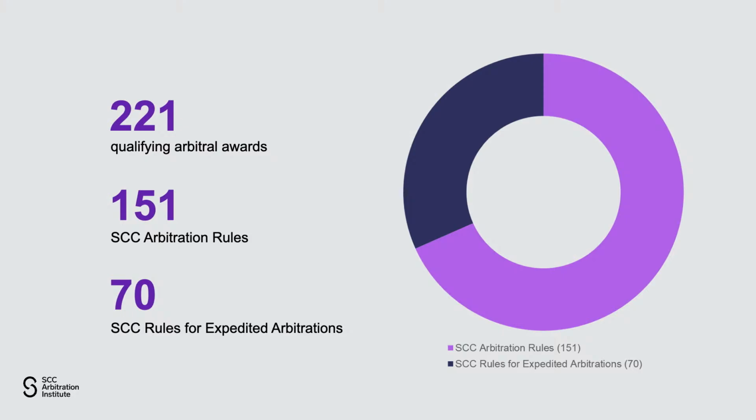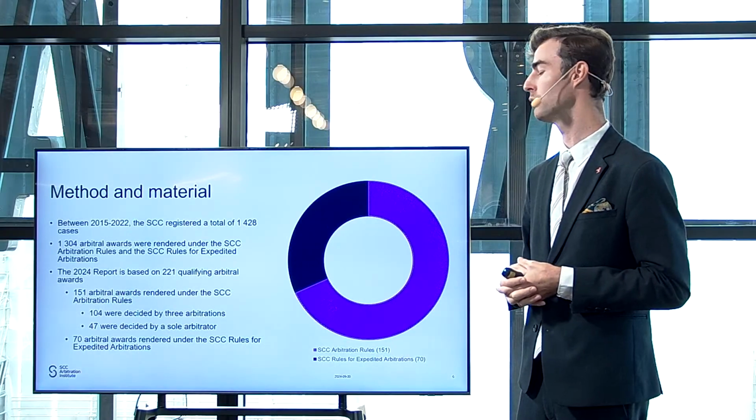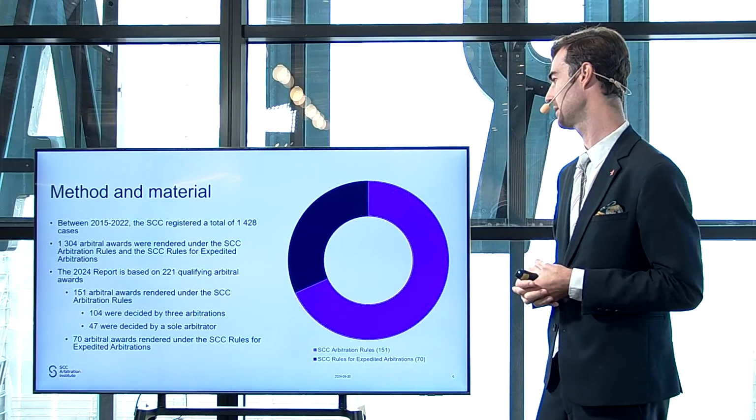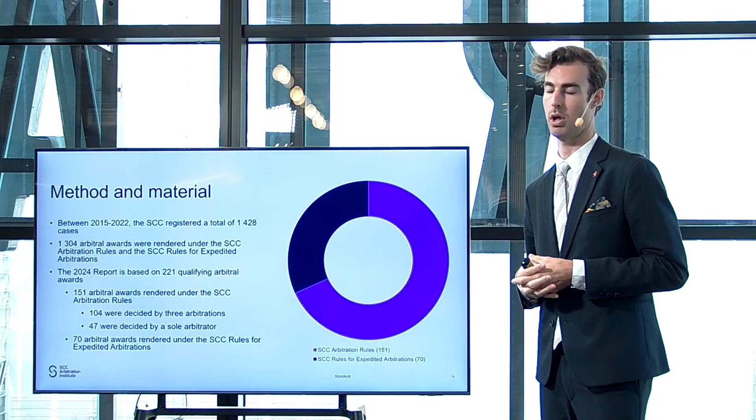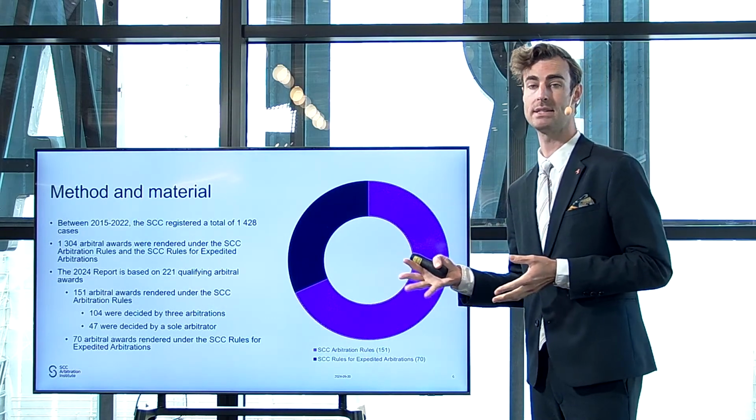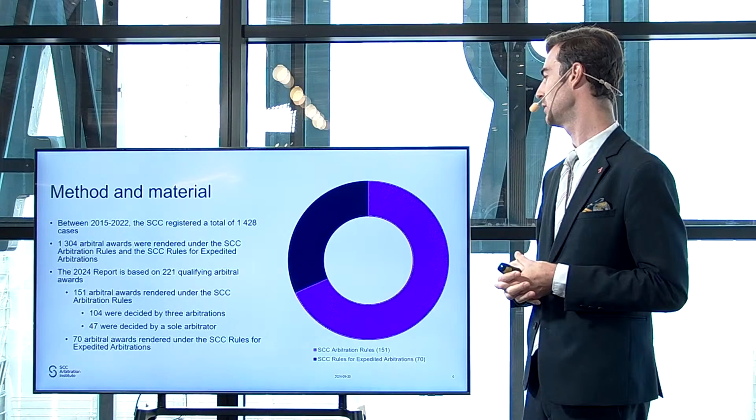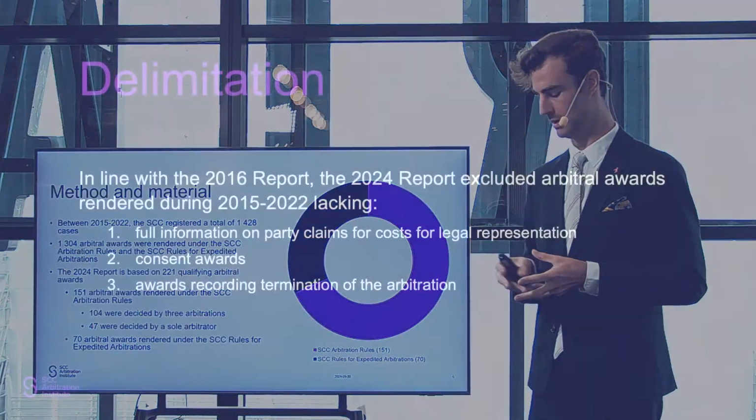Of that 221 number, 151 arbitral awards were rendered under the SCC Arbitration Rules, the majority of which, 104, were decided by an arbitral tribunal composed of 3 arbitrators, and then 47 by a sole arbitrator. The remaining 70 were determined under the SCC Rules for Expedited Arbitrations.